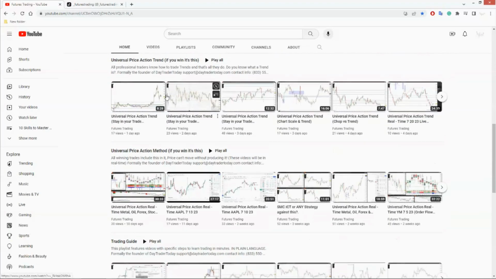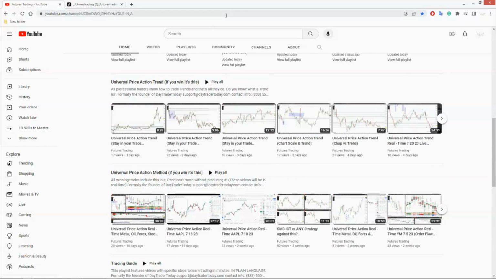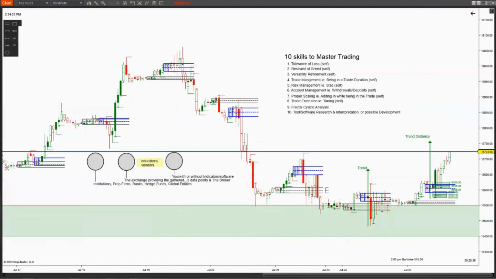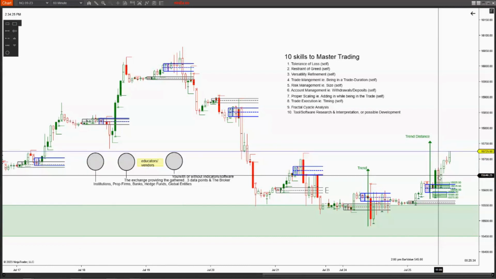So there's your universal price action trend. There's your universal price action method. Both of these things will show up. And there they are right there at that price that I told you this morning. All right. So, and that's when this bar was pushing down.